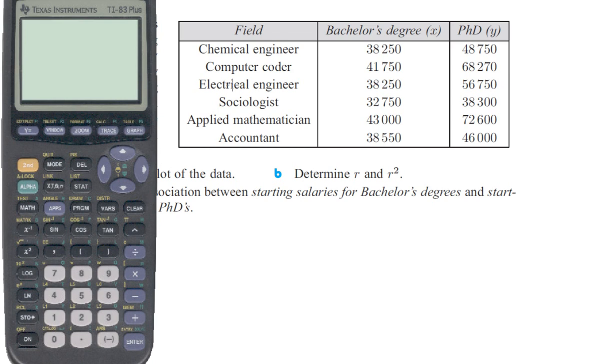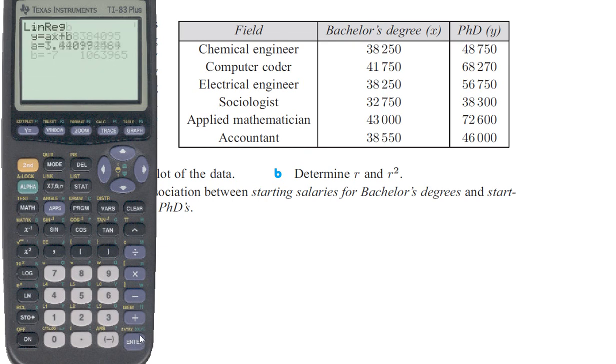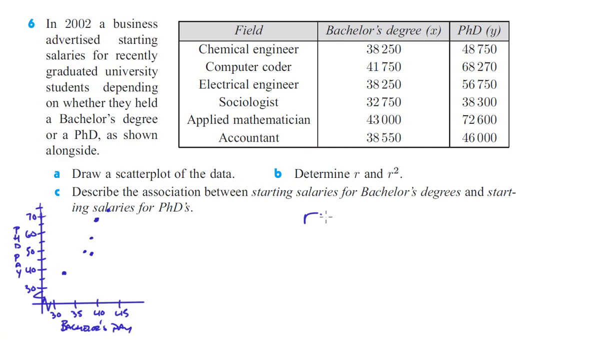And then we're going to go in and figure out our R and R squared by pushing stat, edit, and then putting all of these in for our x's and all of these in for our y's. Okay, so here's all of our data entered in. I'm going to do stat, calculate, linear regression, and here we go. Our R value is 0.92 and our R squared is 0.85.